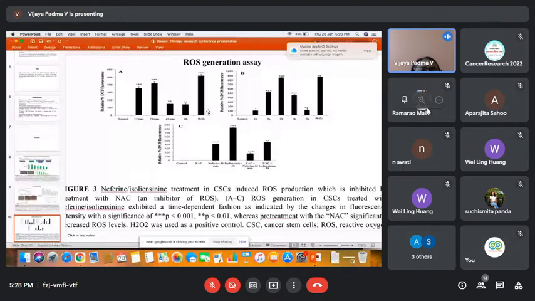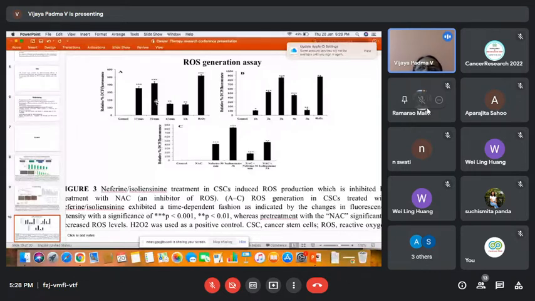So with this, figure A shows the ROS generation with treatment with neferine. At 30 minutes, there is a peak for ROS generation. Whereas with isoliensinine, figure B shows the time required for ROS generation. The peak time is 3 hours. At 3 hours, the ROS generation peaked with the isoliensinine treatment, whereas with neferine, it was only 30 minutes.